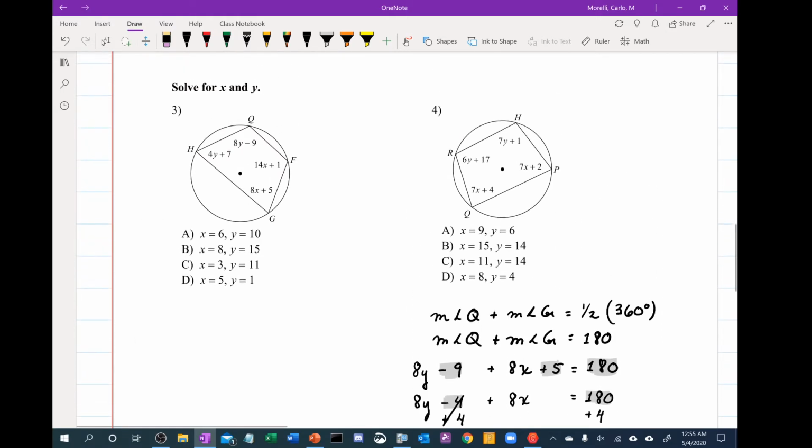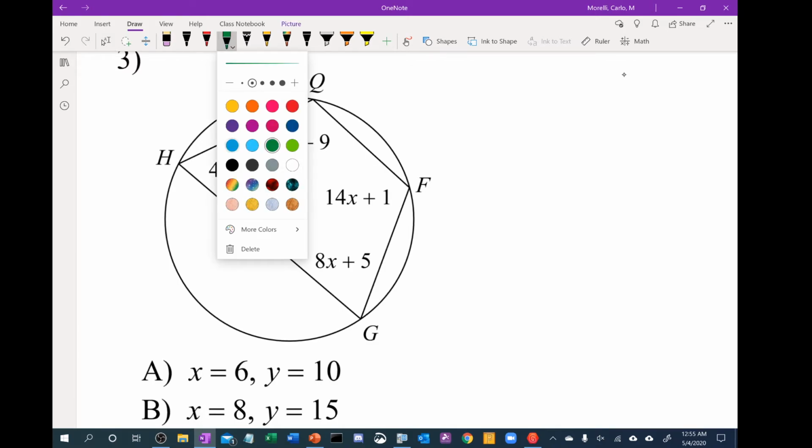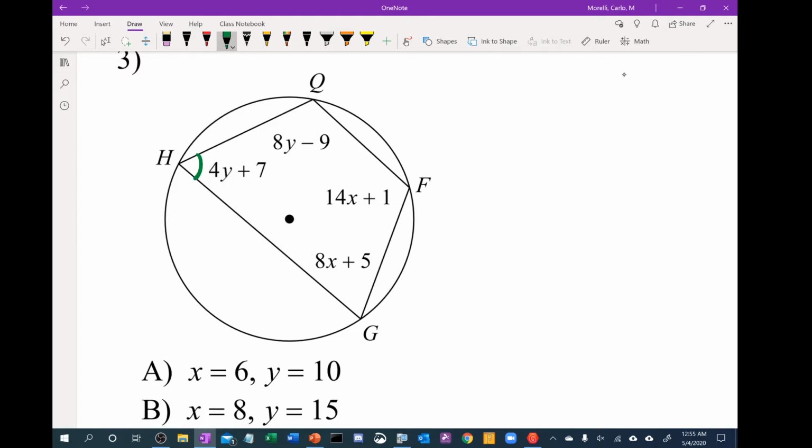Now there's a whole other set of equations in here, and that's this relationship between H and F. So kind of like opposites here. Just like the other one, we have the measure of angle H. And you could think about this arc here all the way from Q over to G. That corresponds to the measure of angle H. That's going to be half of the circle. And then you have the measure of angle F over here. Okay. And that's going to correspond to the other half of the circle.